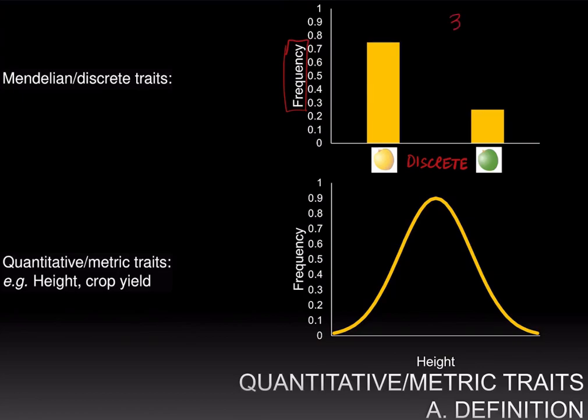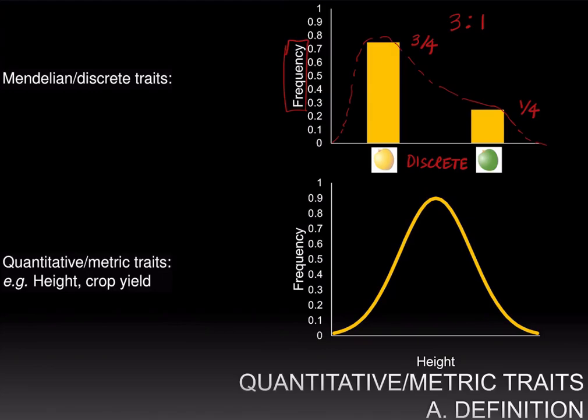We know that you have a 3:1 ratio in favor of the dominant trait if you look in the progeny of a monohybrid cross. So here, for example, 3/4 are yellow and a quarter are green, since yellow is the dominant trait. And so the frequency distribution, if you will, is lopsided.